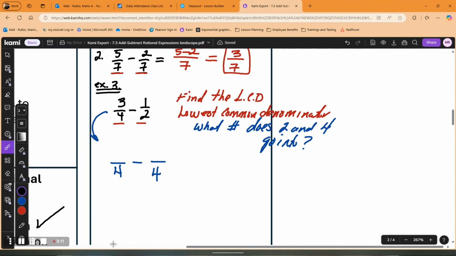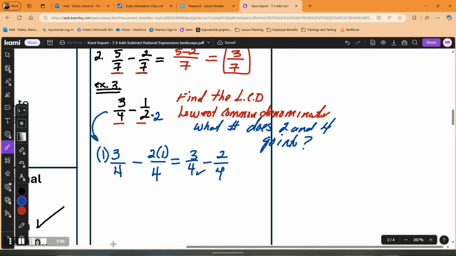Okay, for the first one, for 3/4, I didn't have to do anything. It's already 4. 4 goes into 4 one time. Whatever you multiply the denominator by to get the LCD, you have to multiply the top by. Okay, but 3 times 1 is just 3. Now to get 4, I had to do 2 times 2, so I have to multiply the top times 2. 2 times 1 is 2.